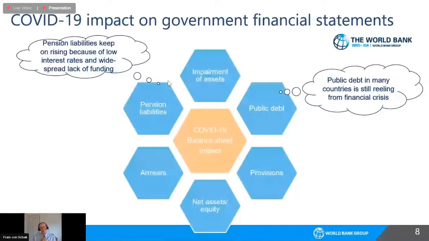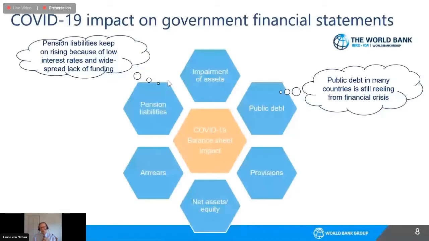The most important item, mostly on government's balance sheet, public debt, will definitely increase in many countries, and even though they're still quite high, as caused by the financial crisis in 2008 and 2009. Luckily, interest rates are very low, which makes the debt service still reasonable, but the public debt figure will actually go through the roof.